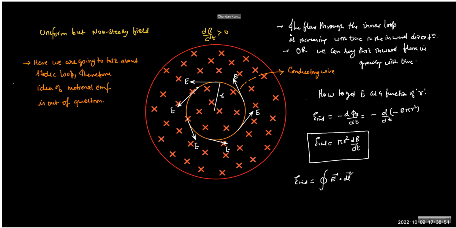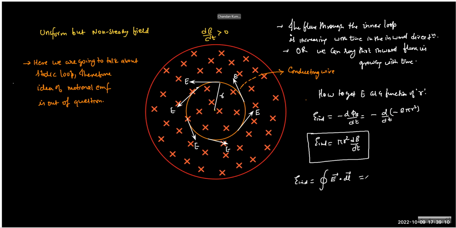Not for a conservative field, for which we know that E dot dl in a closed path will give you a zero answer, right? But here the field is changing as you move. In fact, the dl and E will always be parallel, isn't it? Yes.